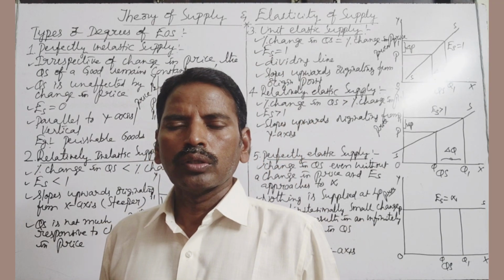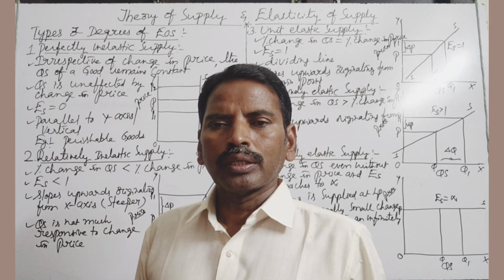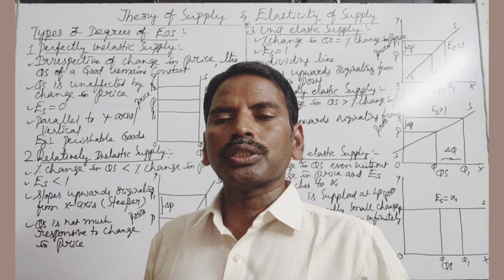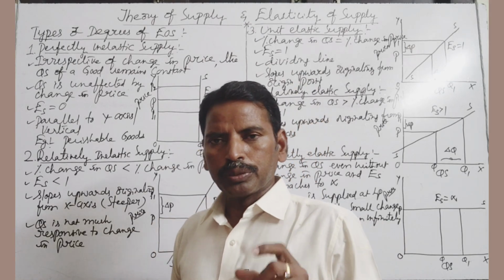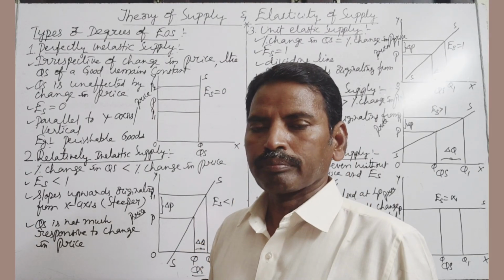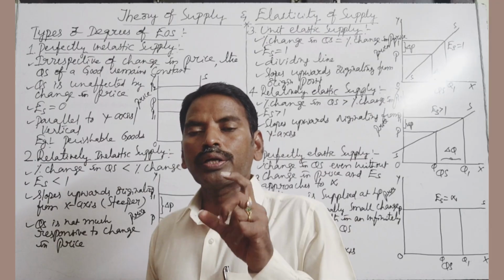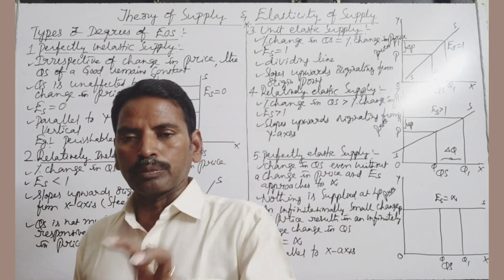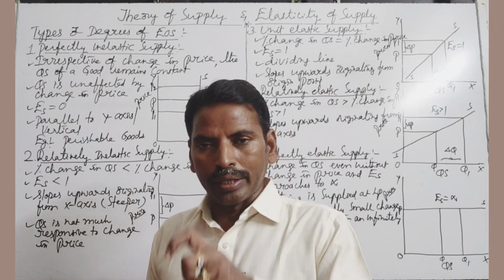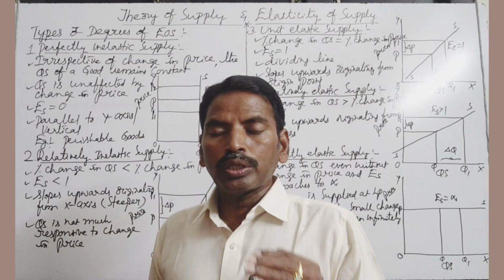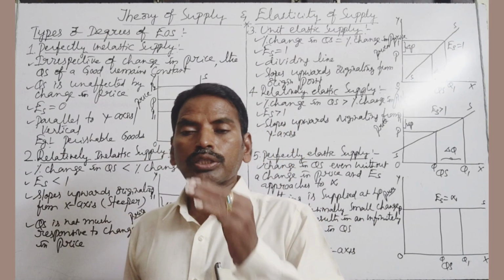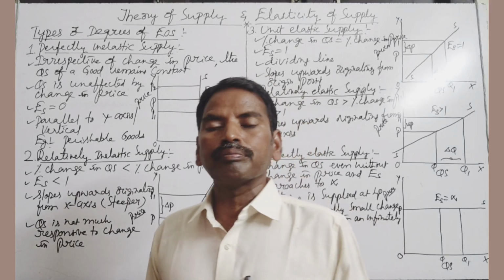In this video, we are going to explain degrees or types of elasticity of supply. First of all, what is the meaning of elasticity of supply? Elasticity of supply is defined as the responsiveness of the quantity supplied of a good to a given change in the price of a commodity.